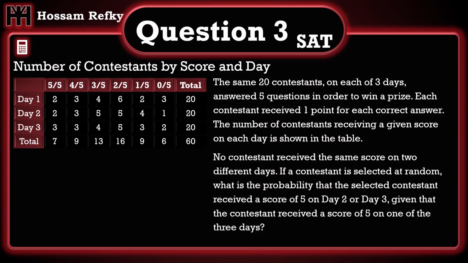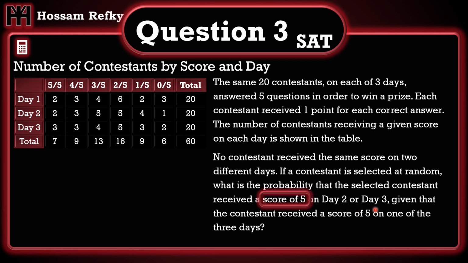Question 3. The same 20 contestants in each of 3 days answered 5 questions in order to win a prize. Each contestant received 1 point for each correct answer. The number of contestants receiving a given score on each day is shown in the table above. No contestant received the same score on 2 different days. If a contestant is selected at random, what is the probability that the selected contestant received a score of 5 on day 2 or day 3?